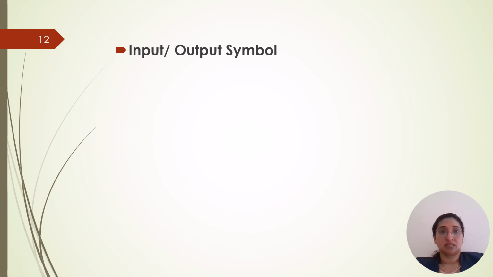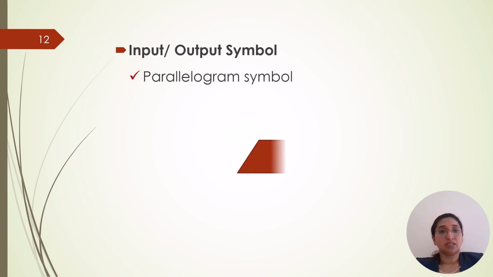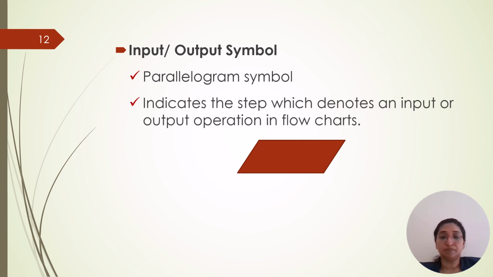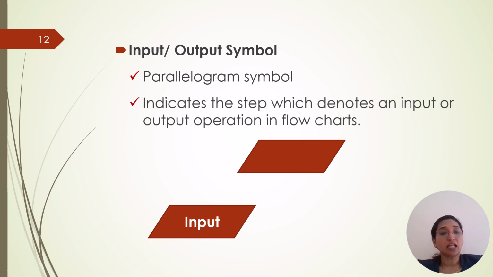Input, output symbol. So it's a parallelogram. The same parallelogram we'll be using to indicate an input to your program and to indicate an output from your program. So if you are using this symbol to indicate an input, inside the symbol, you write the term input and you need to specify what are the inputs. If you can remember, in our tea making flowchart, you write input tea leaves. So that is an indication of an input.